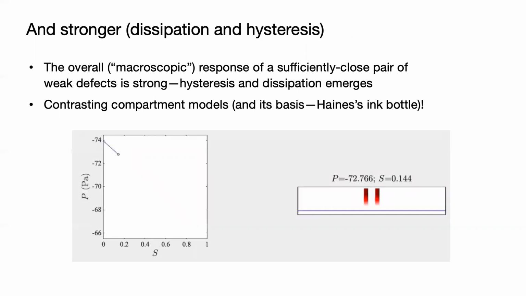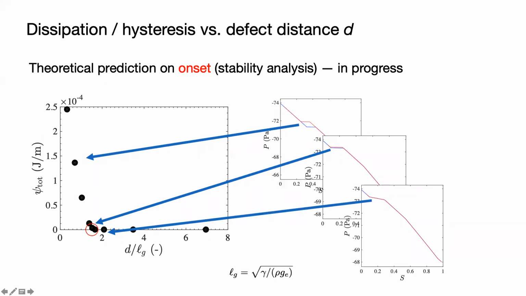Okay, and if you bring them even closer, you get a stronger jump and a larger hysteretic loop. I didn't show you yet, I will show you in a minute, how I compute the energy. But if I compute the energy dissipation, these are the three cases that I showed you. And this is the distance between the defects normalized by the capillary length. This is the interfacial tension, the effective gravity, and the density. So this is the Jurin height.